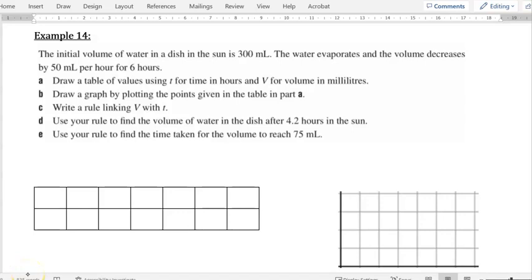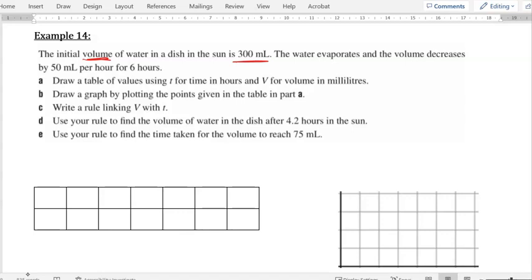Okay, in this example from 9H, this is actually an example of a negative. We have a negative gradient when we plot out our lines. So let's see what we got. Let's work it out. The initial volume of water, so we're looking for the volume of water, is 300 milliliters. That's how much we have in our tank, in a dish.